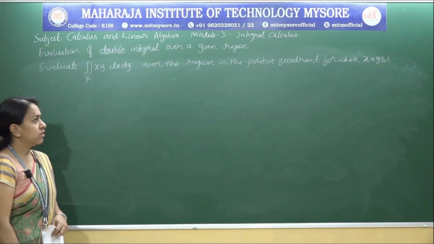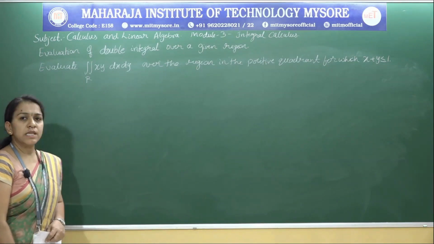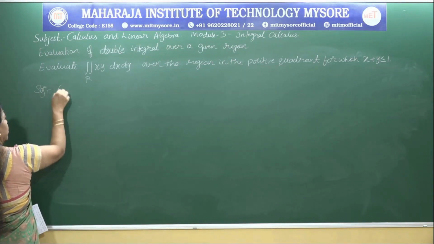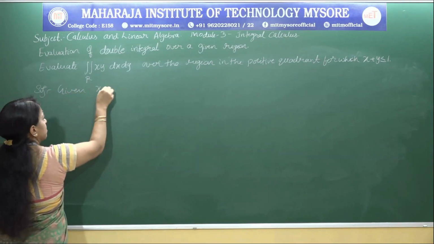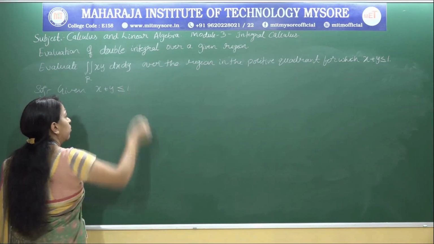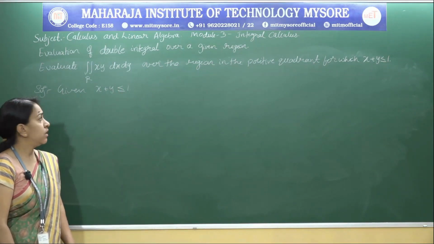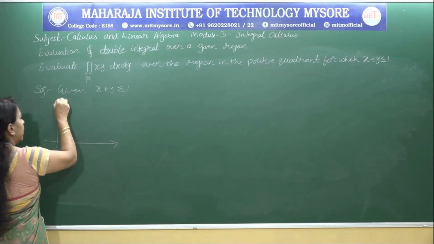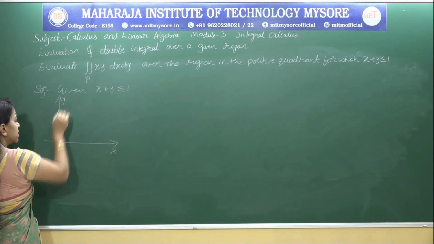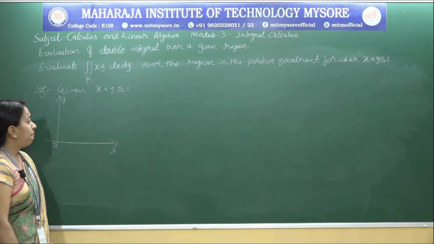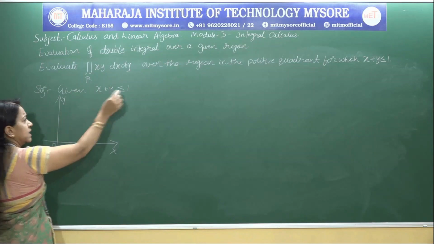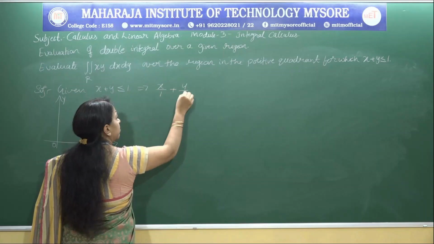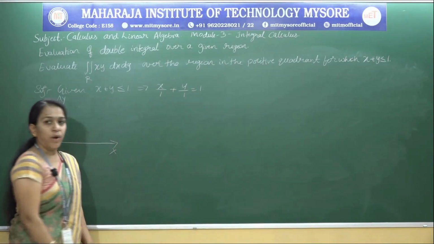So, the given curve is x plus y is less than or equal to 1. We should represent this line. It is nothing but a straight line. Consider a coordinate axis, x axis, y axis and origin. Now represent that line. It is nothing but the intercept form of the line, x by 1 plus y by 1 equal to 1.